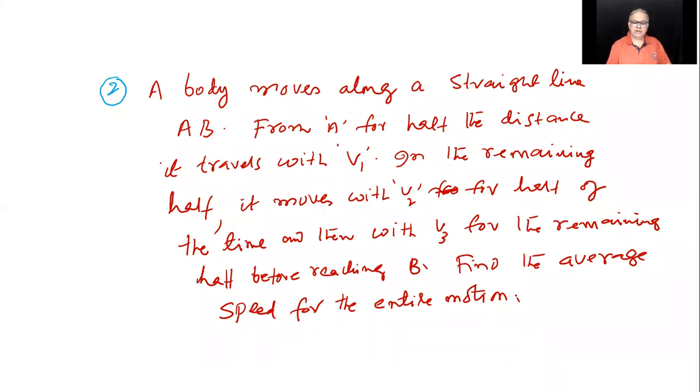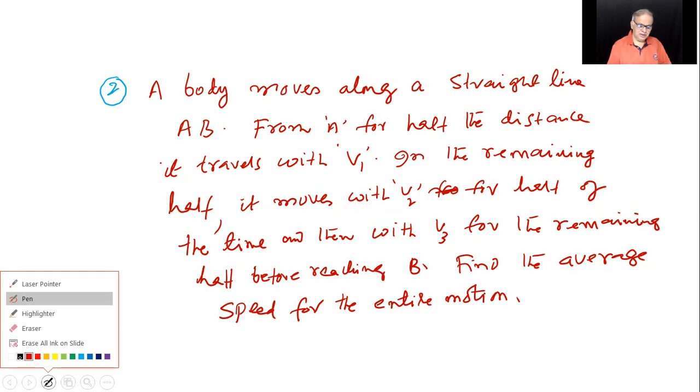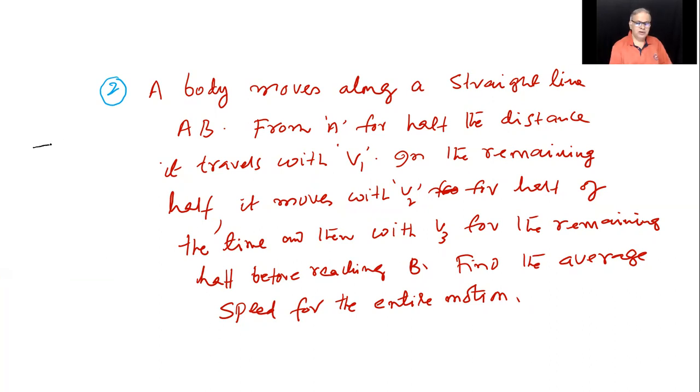A body moves along a straight line AB. I'll do the solution here itself. You need to picture the situation in mind, at least, if not on paper. In the beginning, if you do it on paper, slowly you'll start doing it in the mind, so that you can do it a little faster than required in the class. Of course, in the exam you require to be fast.